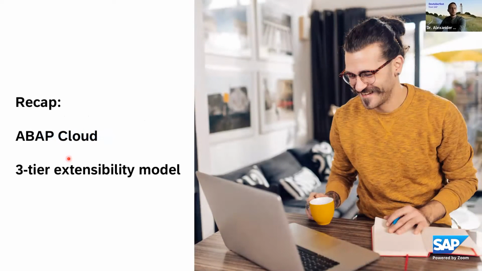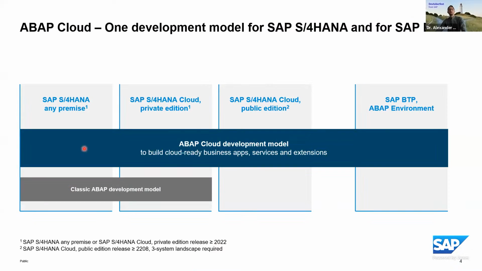Okay, so let's get started with ABAP Cloud and the 3-tier extensibility model. So first of all, what is ABAP Cloud? ABAP Cloud is our cloud development model to build cloud-ready business applications, services, and extensions. The good thing is that ABAP Cloud is available in any S4 edition, be it on-premise, be it in the private cloud, or also in the public cloud, and even on BTP ABAP environment.